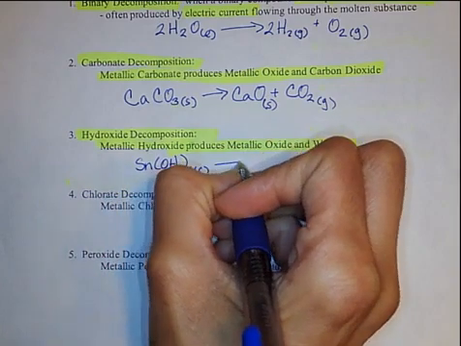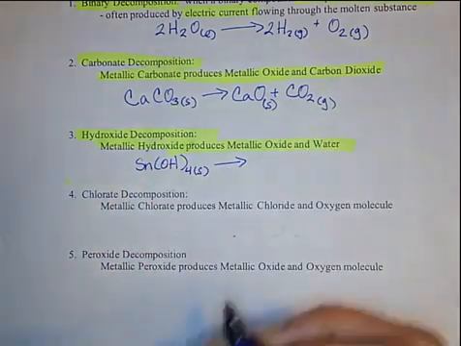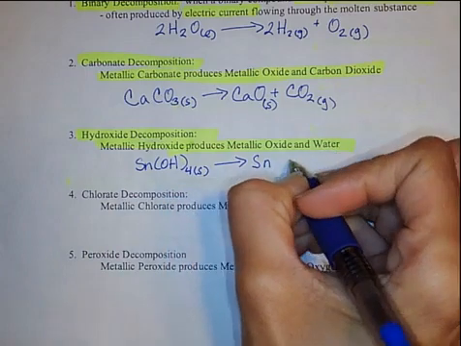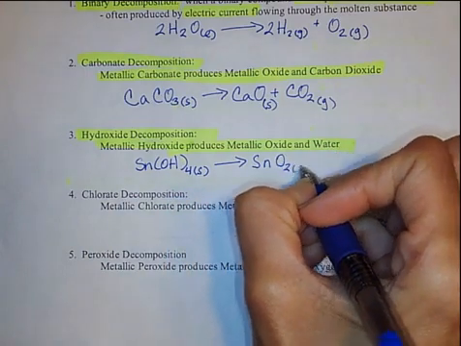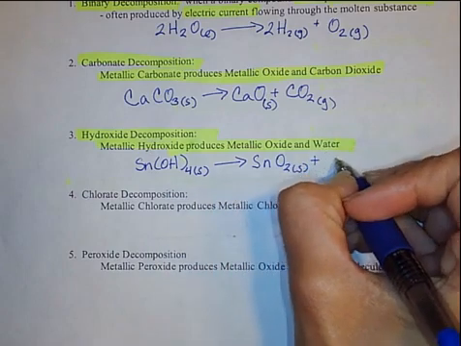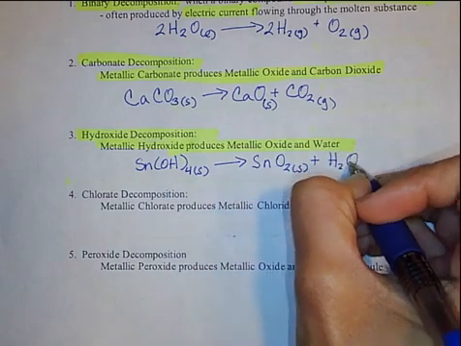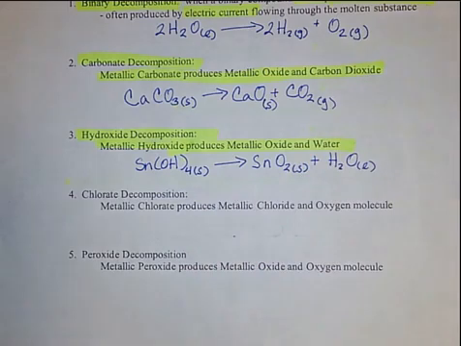And this is a solid. That will produce now titanium oxide, which is a solid also, and then water, which is H2O. Keep in mind that water is always a liquid. And now let's see if we can balance this.